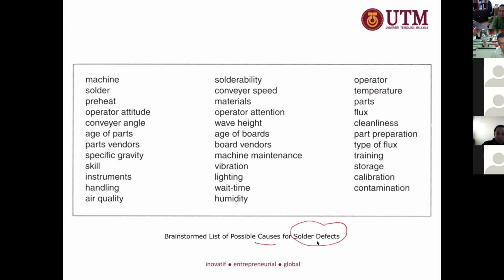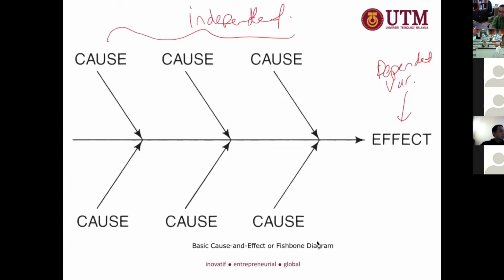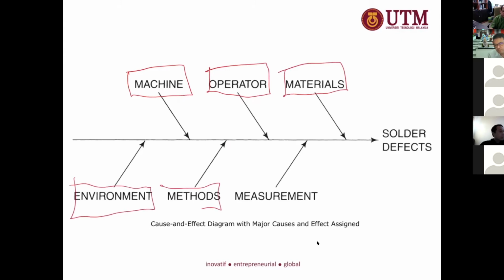So if we can classify into man, material, machines, environment, for example, it can give us information that we put on this cause and effect diagram. Why do we classify like this? Machine, man or operator, materials, environment, method, and the measurement that affect the solder defect.